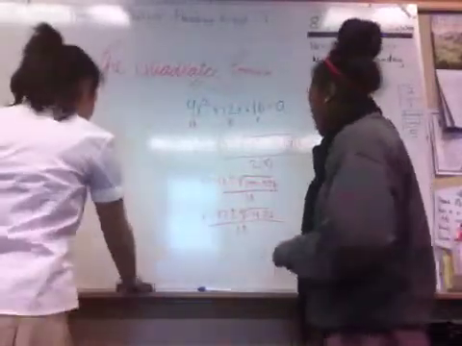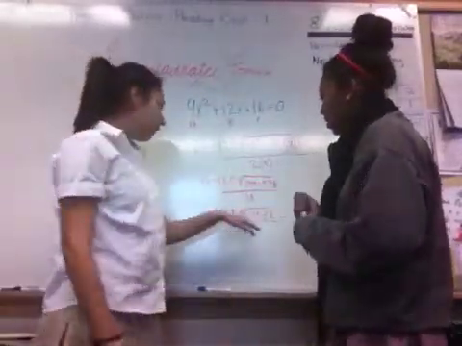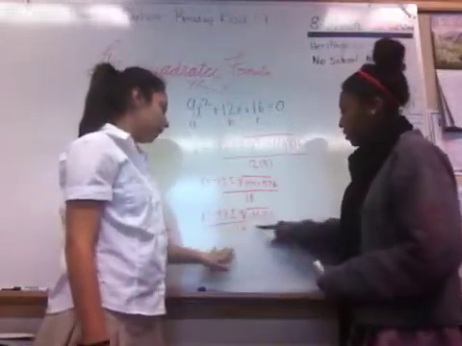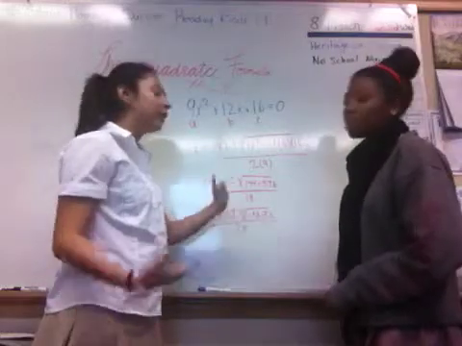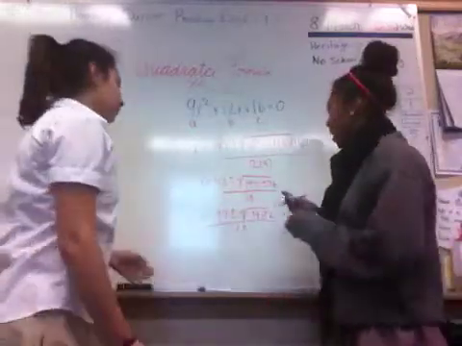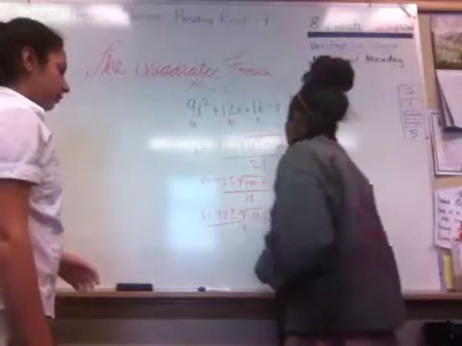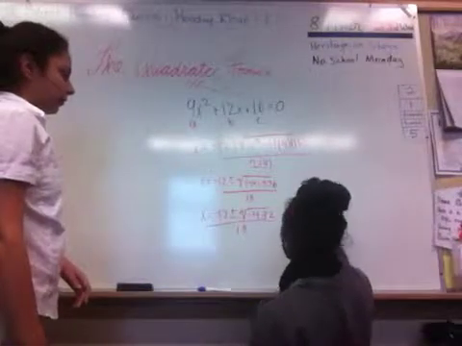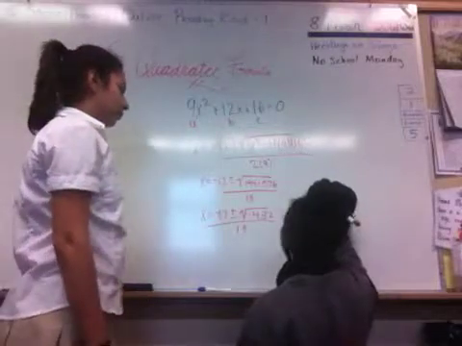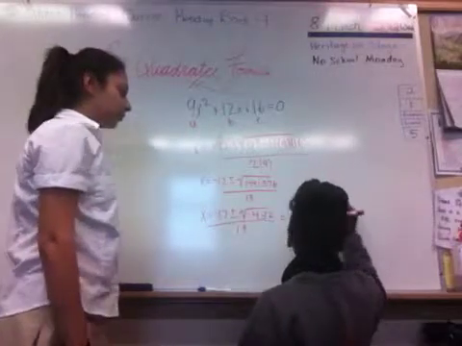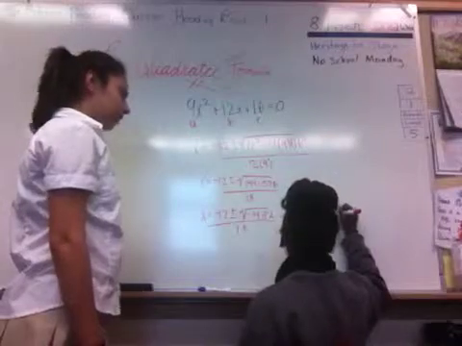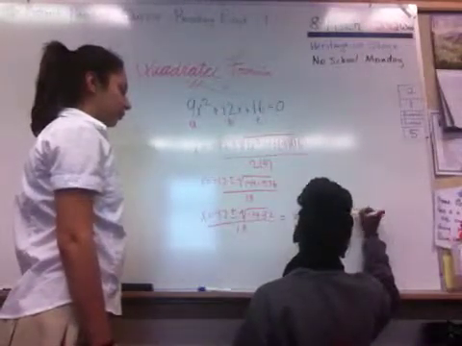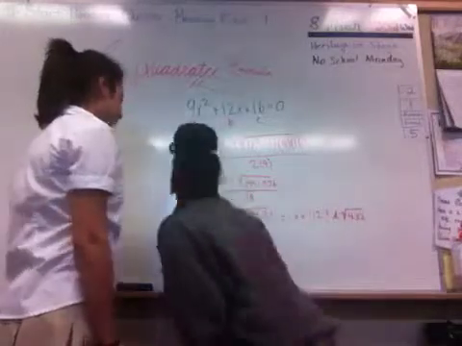Okay, so since we can't take the square root of a negative number like negative 432, it becomes an imaginary number. So we have to make it i. So x equals negative 12 plus or minus i times the square root of 432, over 18, right?